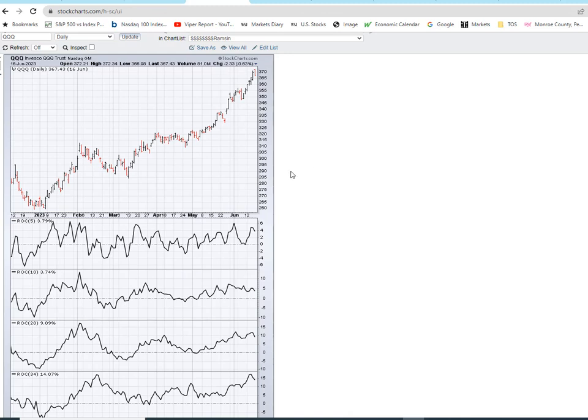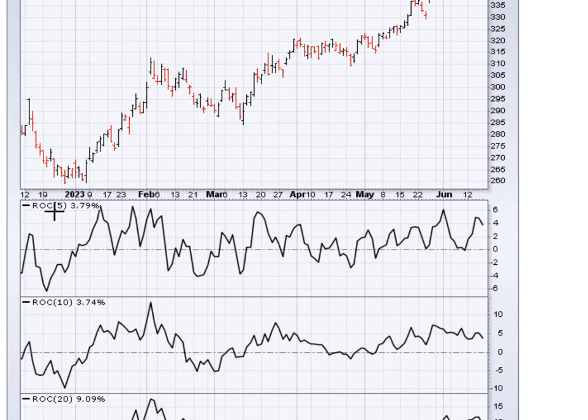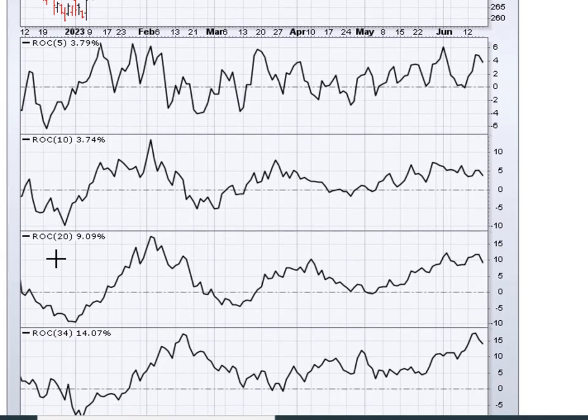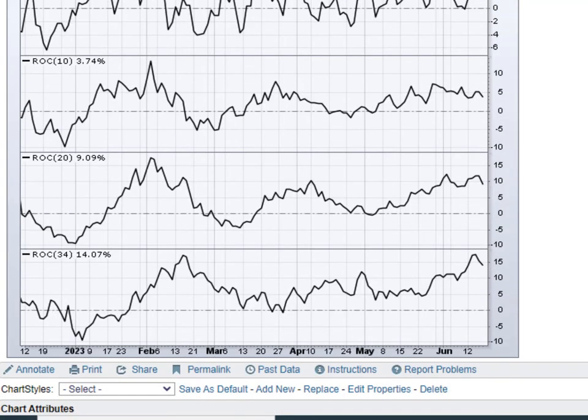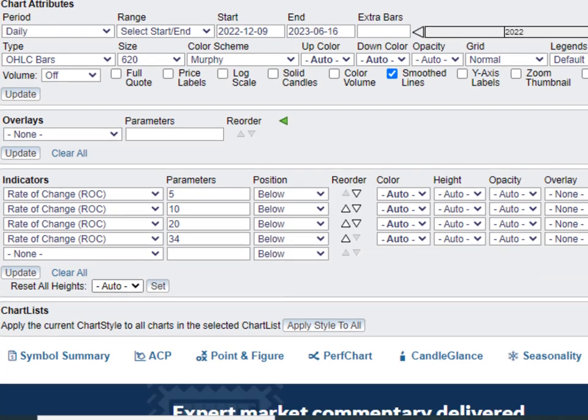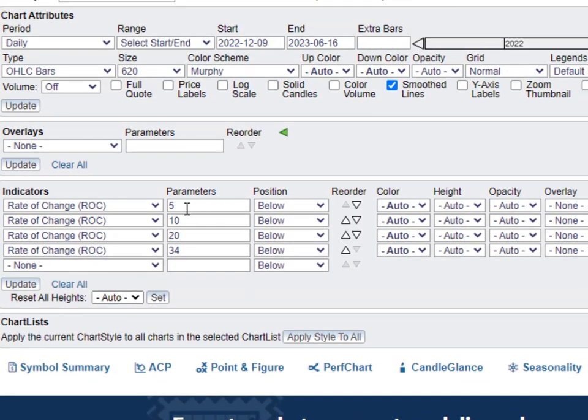In today's video, I want to look at another method of finding the best performers when you know what average is leading the S&P 500. So here we have a chart of the QQQ. This is a daily chart up through the close on Friday, June 16th, and we have several plots of the rate of change. So ROC 5, 10, 20, and 34. For entering those into StockCharts, you can just scroll down here and you can see rate of change 5, 10, 20, and 34.